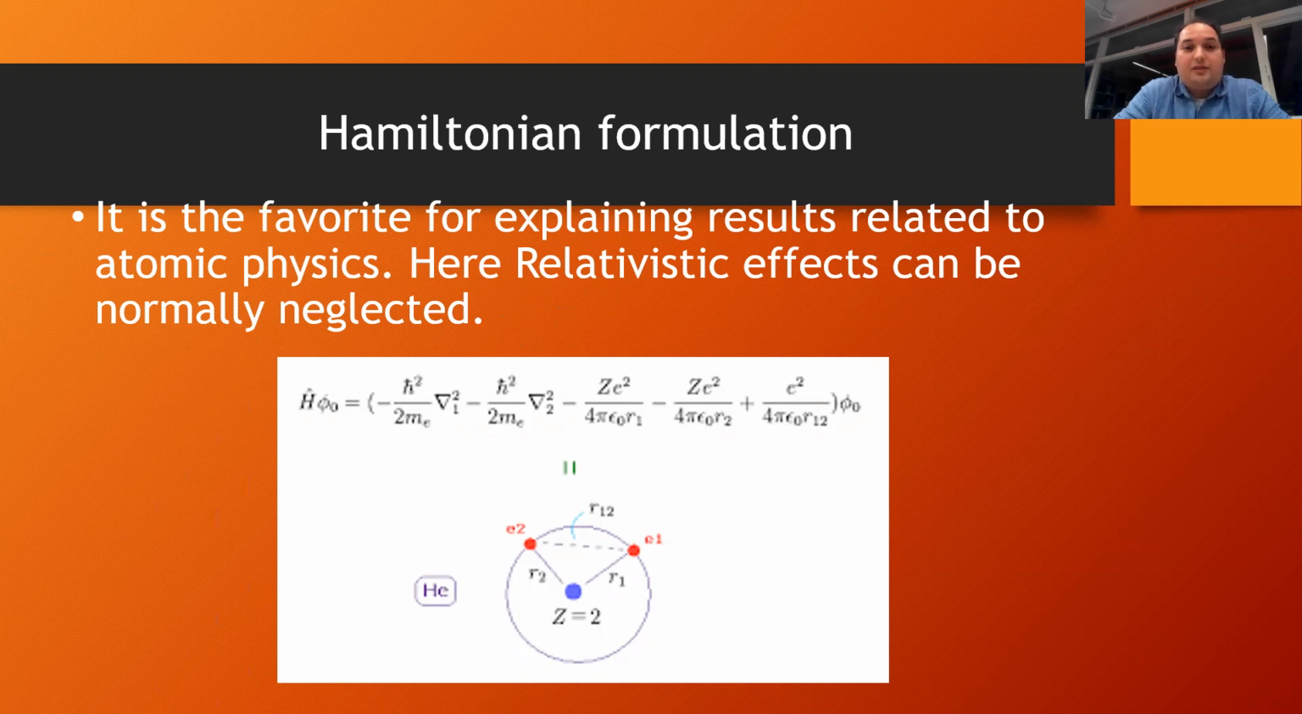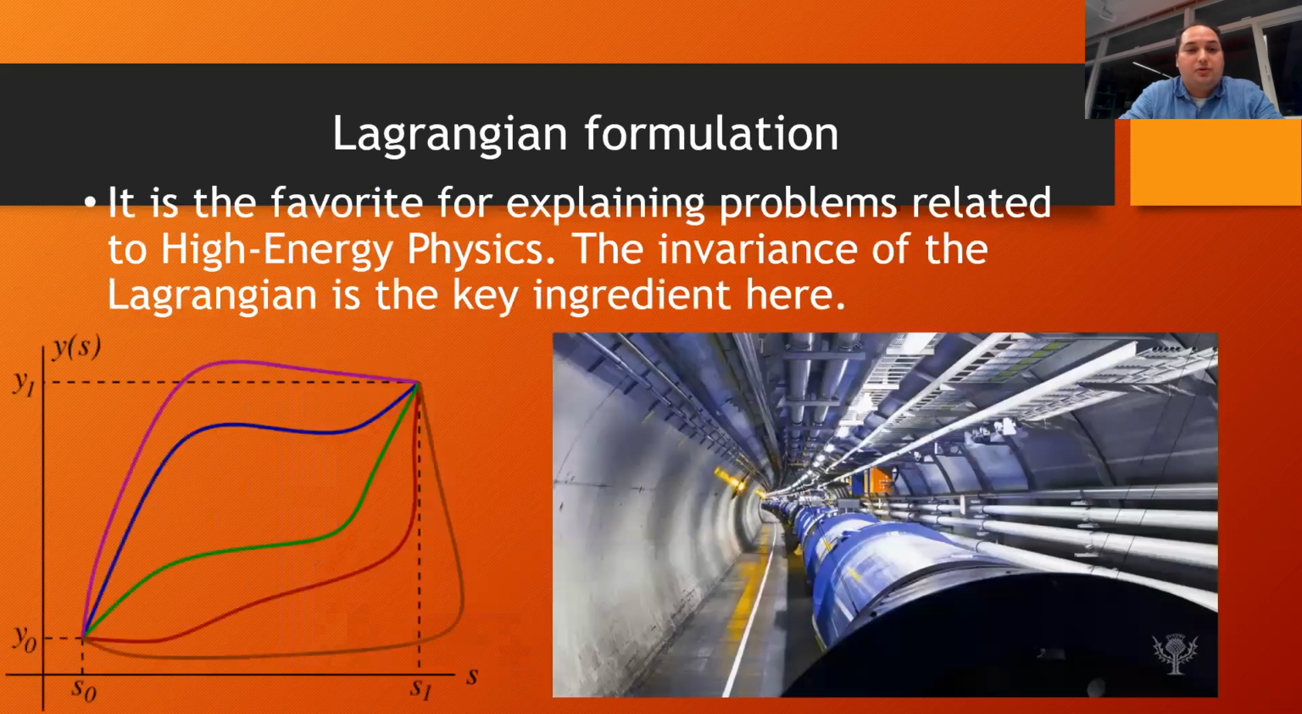The Hamiltonian itself is not a relativistic invariant, because the eigenvalues are the energy. And if you study special relativity, for example, the energy by itself is not a relativistic invariant. It's part of the quadrivector, which contains energy and momentum. However, if we are going to study problems involving high energy physics, for example, the favorite formulation is the Lagrangian formulation.